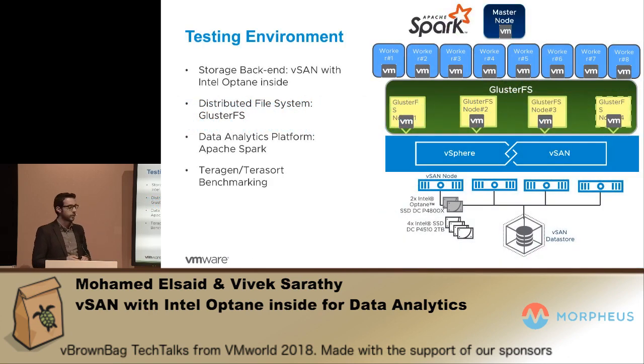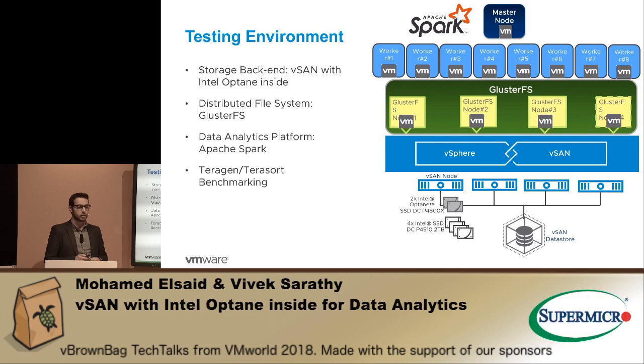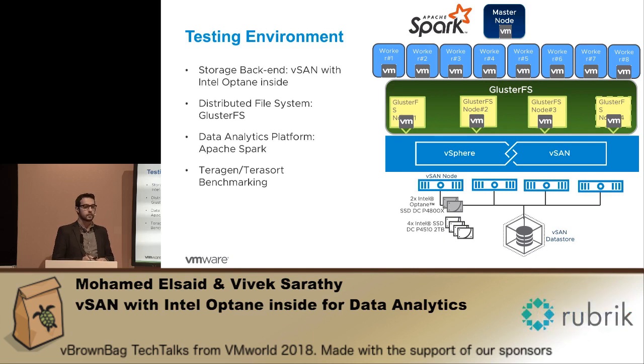So for this objective, we have built a test bed with this environment. We have Intel Optane as a cache layer for the vSAN data store, and we have a 4-node cluster, and we have built a shared distributed file system, which is GlusterFS. As you know, HDFS is the normal distributed file system for data analytics. However, we see Gluster file system has comparable performance. However, it is much easier and much more straightforward in deployments. So we have used the Gluster file system as a distributed file system for the data analytics environments.